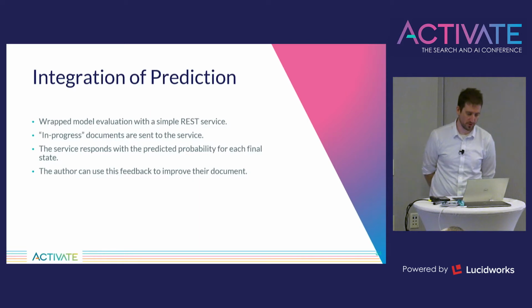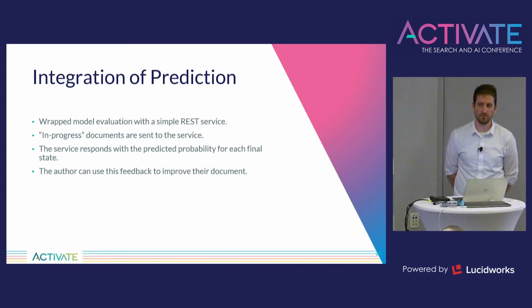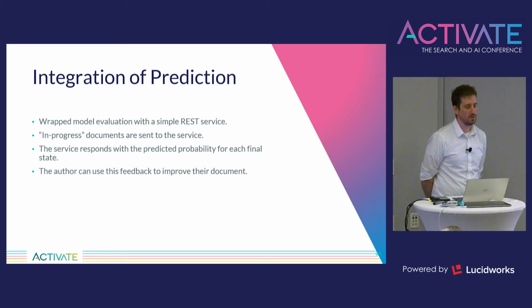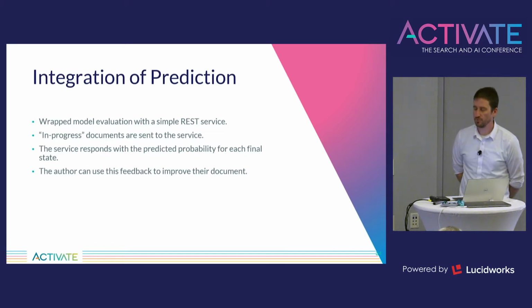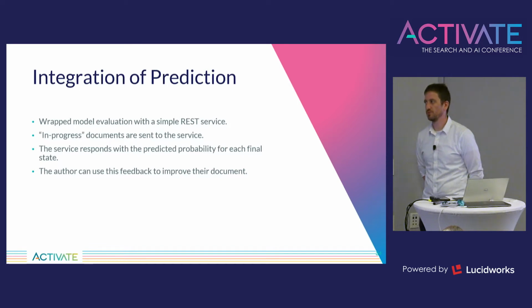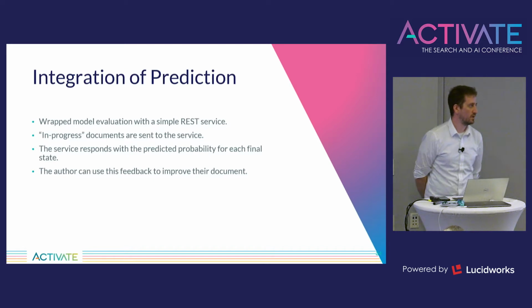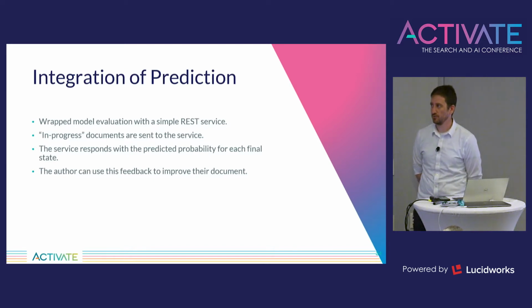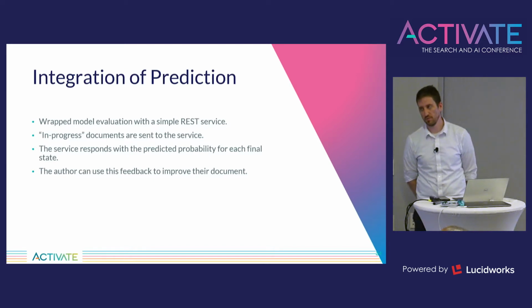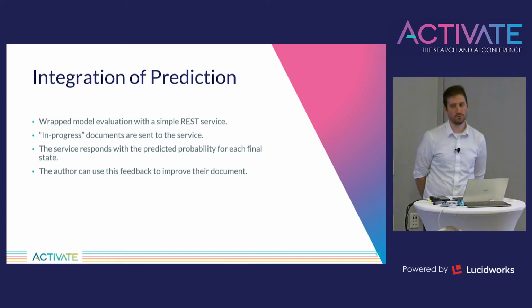So the integration of prediction, we took our model that we had and we wrapped it with a very simple REST service, very simple. So as documents are being created, they are sent to this web service, and the web service responds with the prediction for each final state. So it simply gives back the 3 final states and a predicted probability for each one. And that score gets passed back to the user through the interface for their feedback.